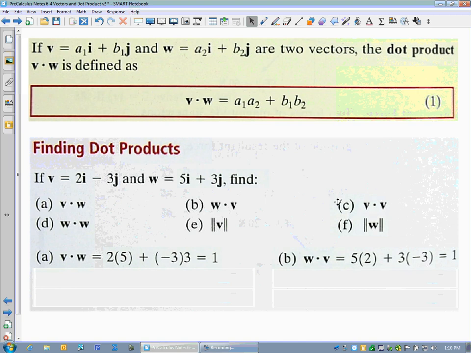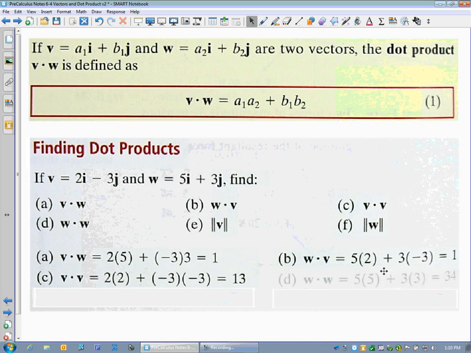Also, we have v dot v means v dot itself. So I'm going to take 2 times 2, and then negative 3 times negative 3, and that's going to give me 13. It'll be 4, and positive 9 is 13. Likewise, w dot w is going to be 5 squared and 3 squared. So 5 times 5 plus 3 times 3 is 25 plus 9 is 34.